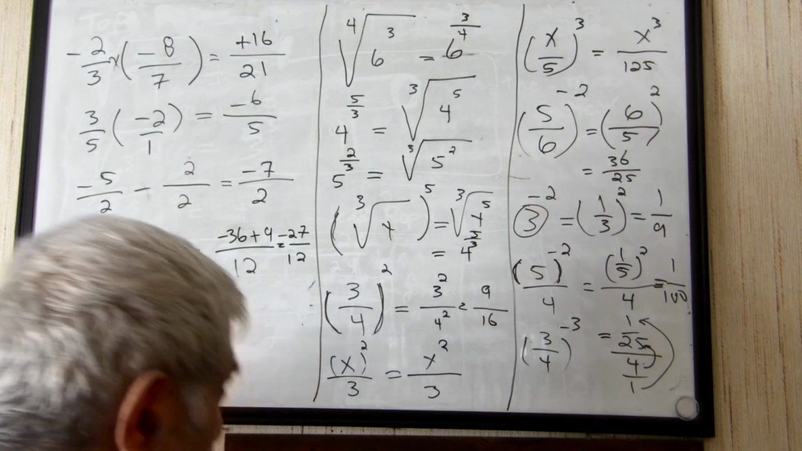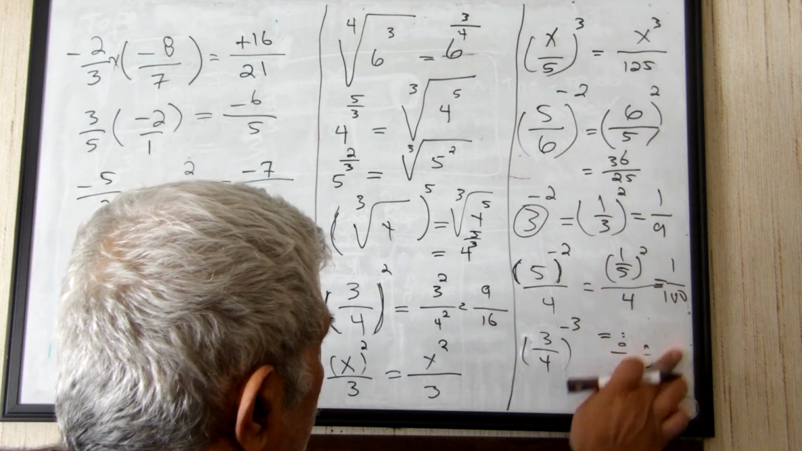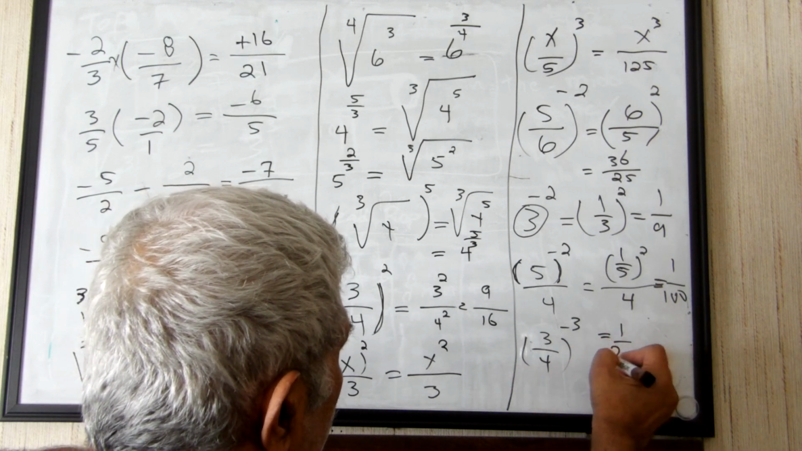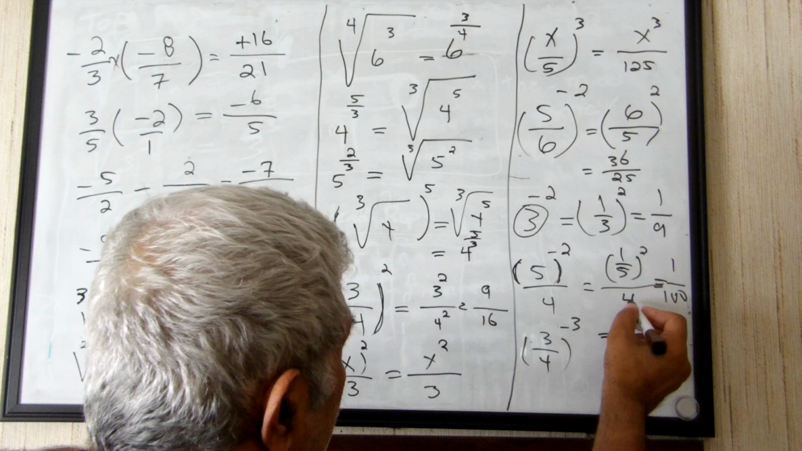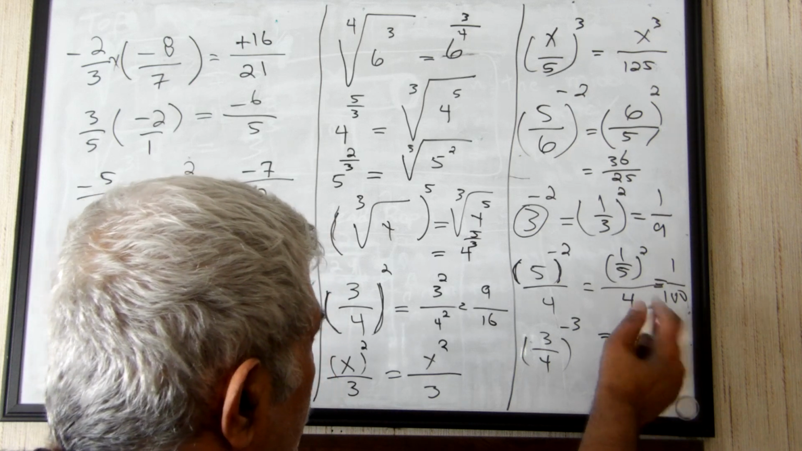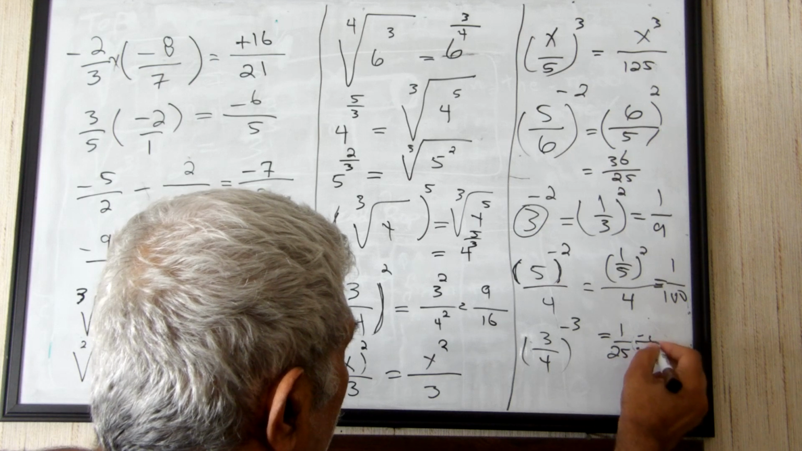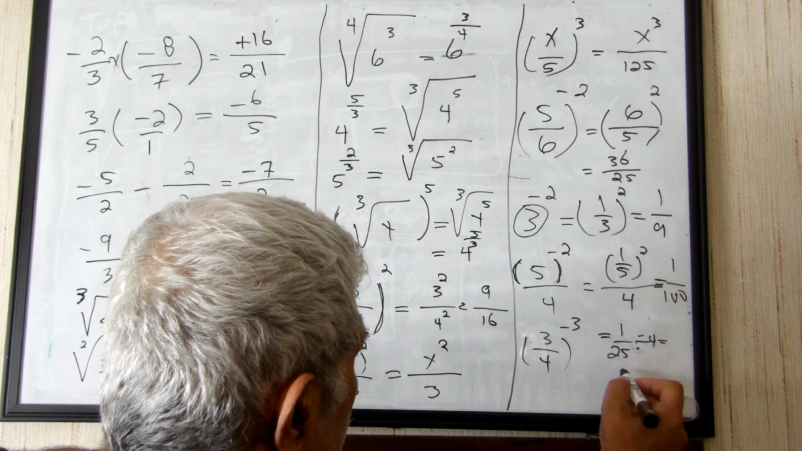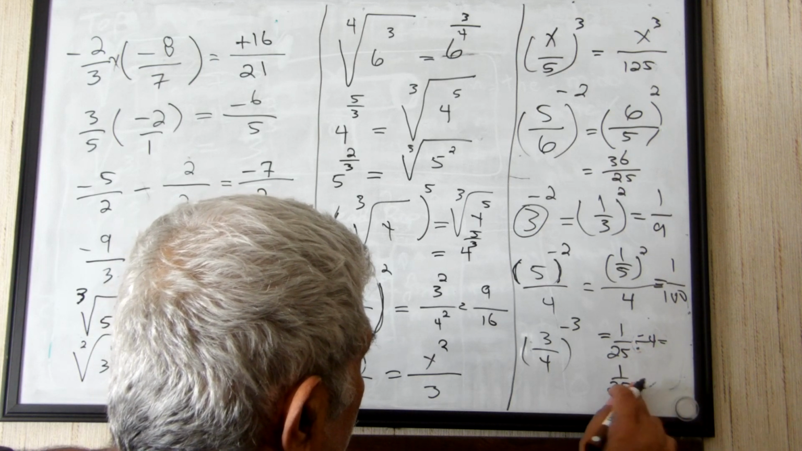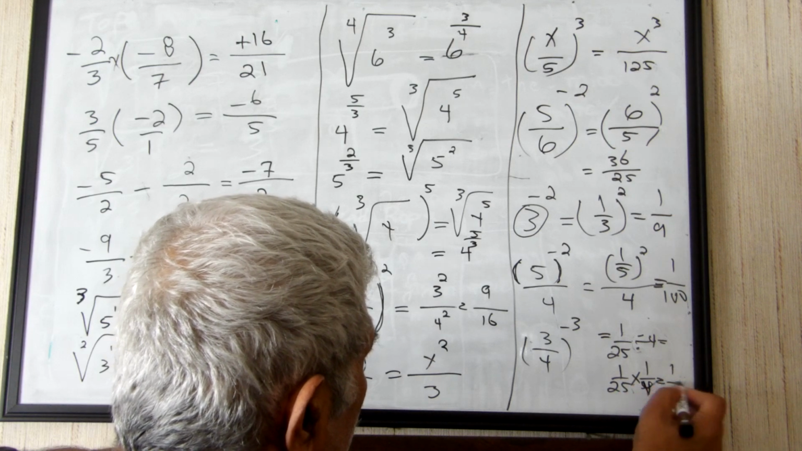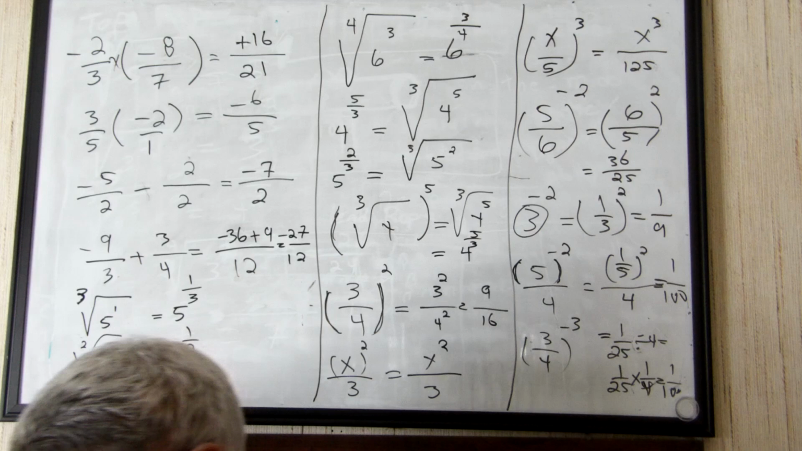Or by some other method you're familiar with, we say 1 over 25, when it's divided by 4, you can write it in this form: 1 over 25 multiplied by 1 over 4. Okay, it's going to be 1 over 100.